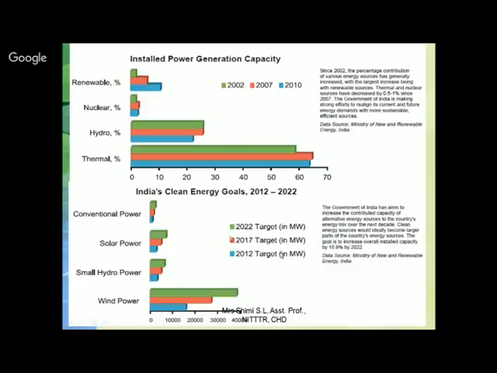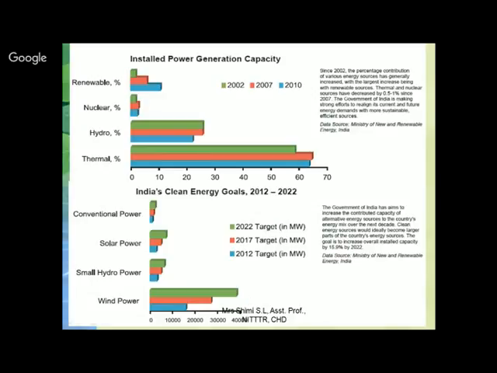And you can see this is the target. This is from the Ministry of New and Renewable Energy, India. I have taken the data from there, and according to them, the target for wind power generation in 2022 is around 40,000 megawatts. Because wind potential is more in India.